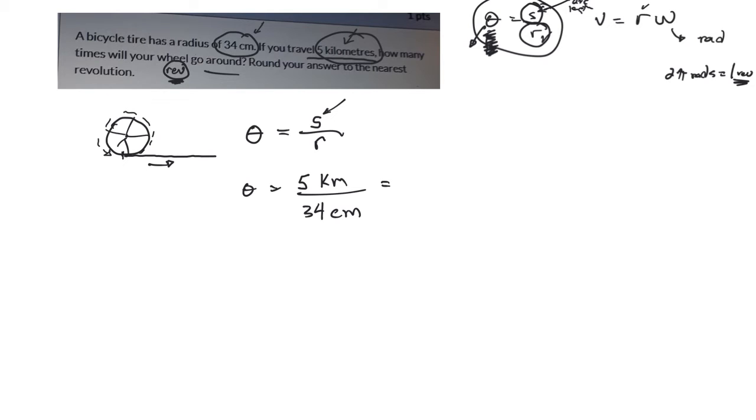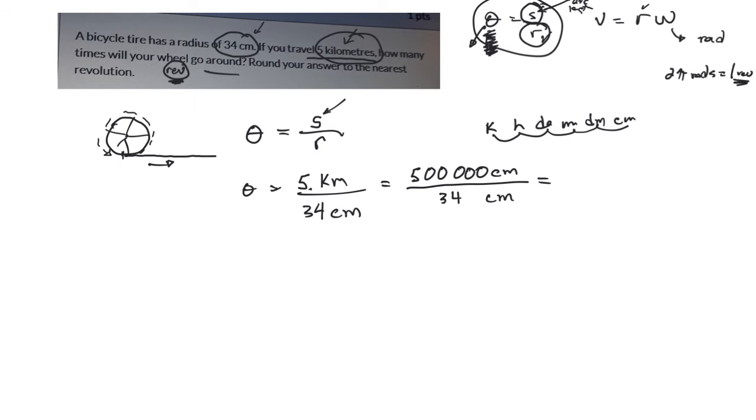To change from kilometers, it's kilo, hecto, deca, meters, and then decimeters, centimeters right there. So 1, 2, 3, 4, 5. I've got to move my decimal 5 places to the right. So instead of 5 kilometers, I went 500,000 centimeters, divided by 34 centimeters.